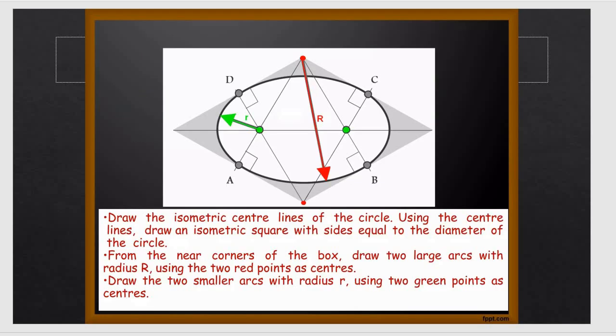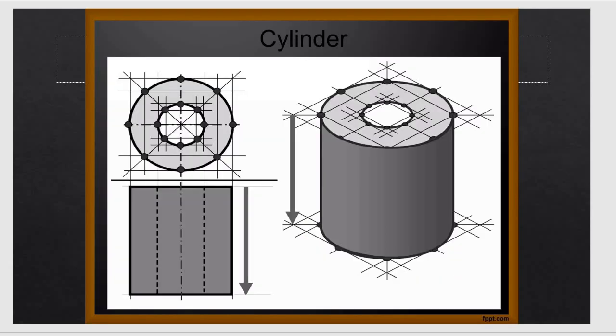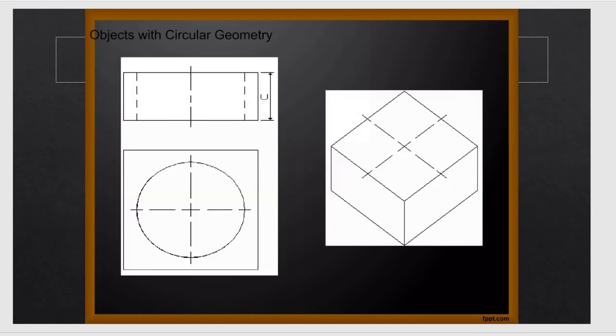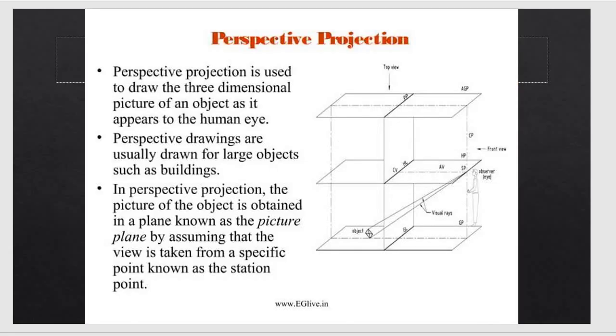Generally, we can use the four-point method to draw the isometric circle. For a cylinder, we draw the bottom side, and then the height is drawn by measuring the height of the cylinder. After that we follow the same procedure. We can draw the isometric from the top view and the side view.